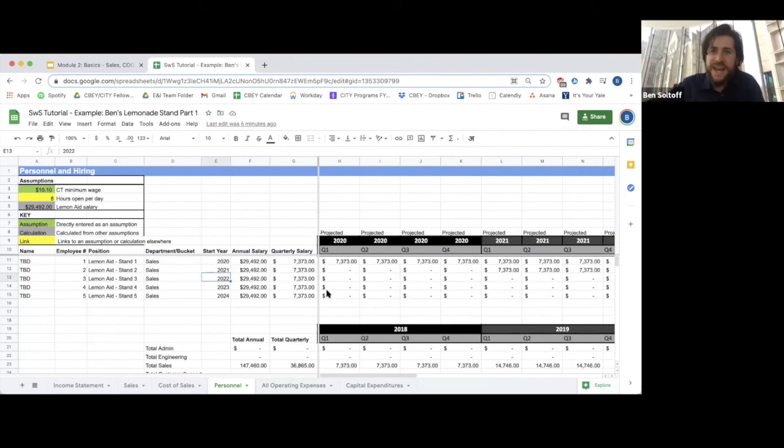In the next module, you'll see all of this come together after we add just a couple more tabs, operating expenses and capital expenditures. But for now, I'm going to leave it there.